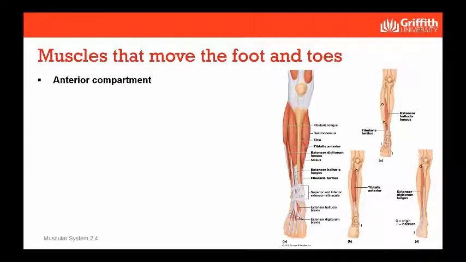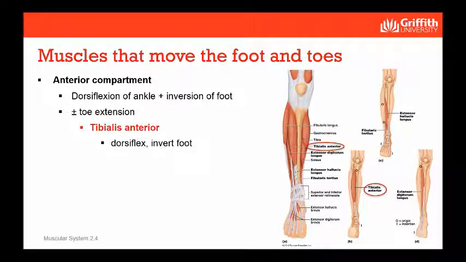The muscles that move the foot and the toes, located in the anterior compartment of the lower leg, dorsiflex the ankle, invert the foot, and extend the toes. Tibialis anterior is the most superficial muscle of the anterior leg and is the prime mover of dorsiflexion at the ankle. Additionally, it inverts the foot and provides support for the medial longitudinal arch underneath the foot.